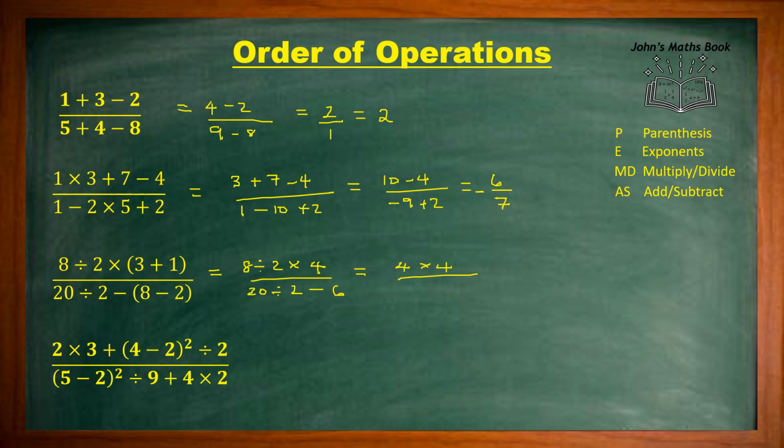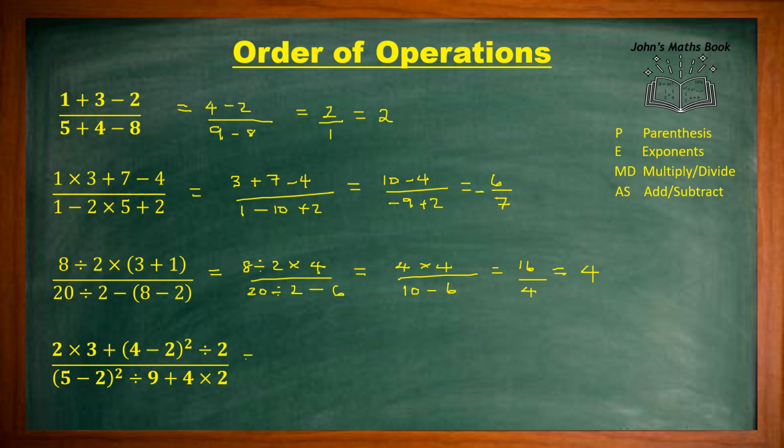Now, division takes precedence over subtraction, so we do the division first. So 20 divided by 2 is 10 minus 6. So back to the numerator, 4 times 4 is 16, and the denominator, 10 minus 6 is 4. So we have 16 divided by 4, so we can divide the denominator into the numerator to leave 4.